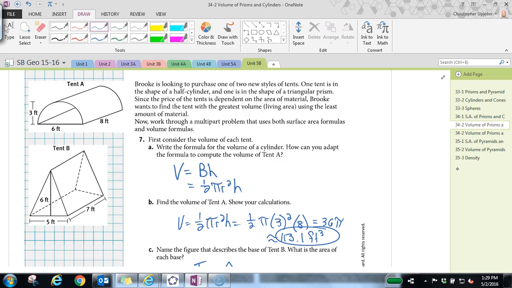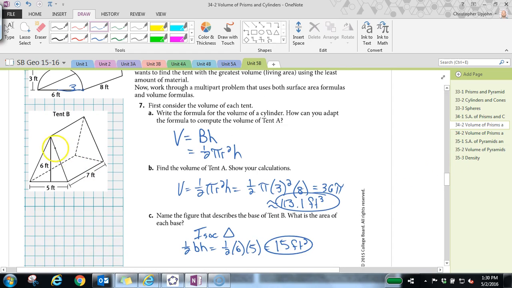Now if we look at these two tents, finding the volume, well, this first one is half a cylinder. So it's 1/2 our volume of a cylinder formula, 1/2 pi r squared h. So we find 1/2 pi times the radius 3, the radius is 3, the diameter is 6, and the height is 8. The height is from base to base, which are these semicircles. We get 113.1 feet cubed.